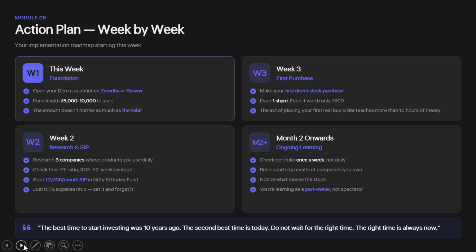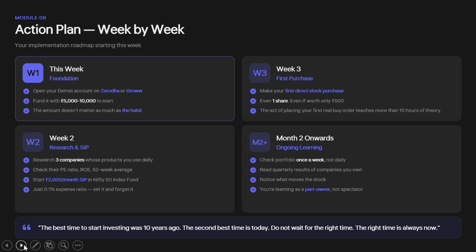Also in week 2, start a SIP of 2000 rupees per month in a Nifty 50 index fund. This is the single best investment for any beginner. Automatically diversified across 50 companies. Extremely low cost. Just 0.1% expense ratio. Set it and forget it.